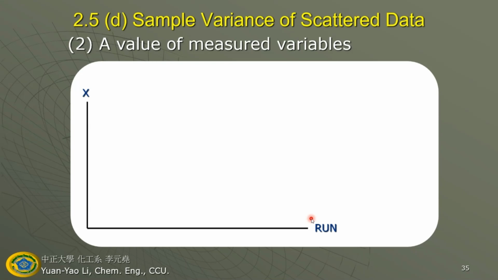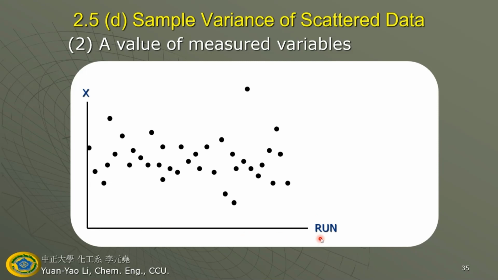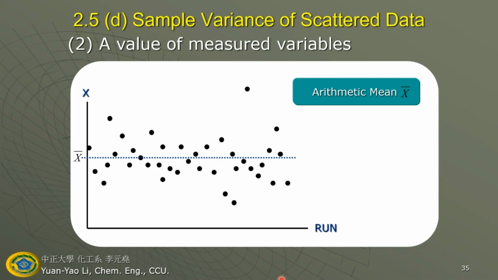So let's take a look at this example. The x-axis is run. How many runs? Like run 1, run 2, run 3, and probably, let's say, run 50 in this case. X might be the conversion rate, for example 50%, 90%, 70%. So first of all, you have an average, right? The arithmetic average, or arithmetic mean, x over bar here.